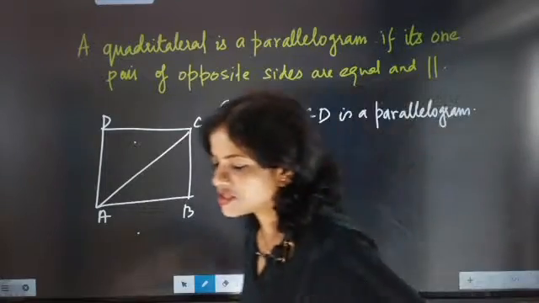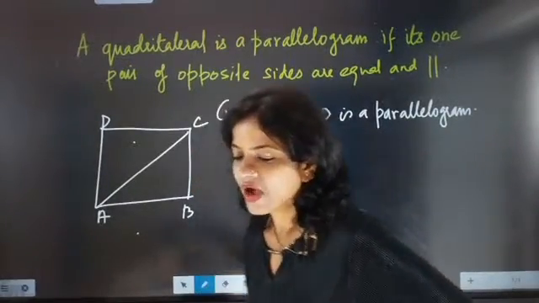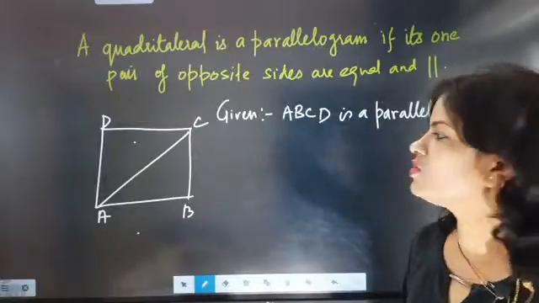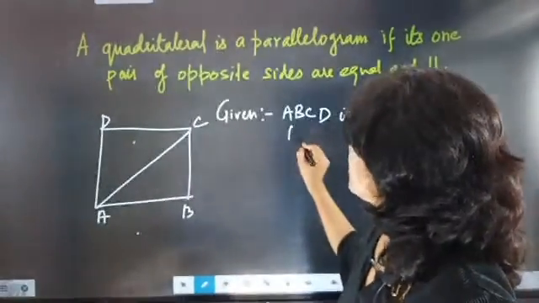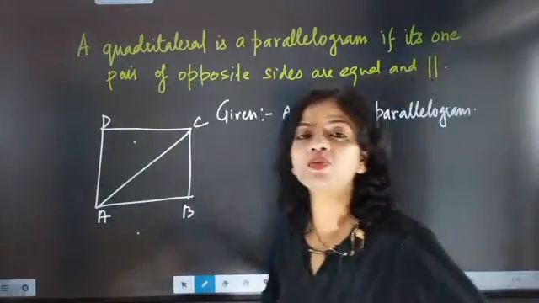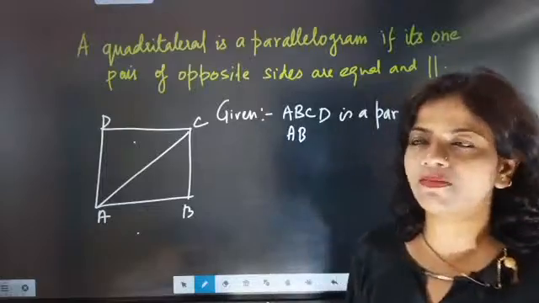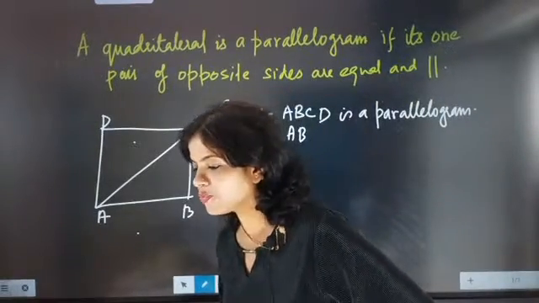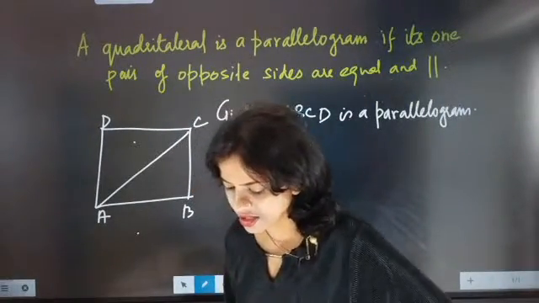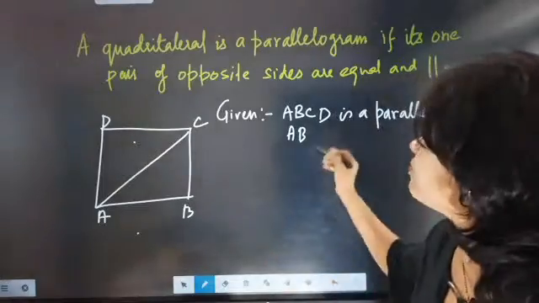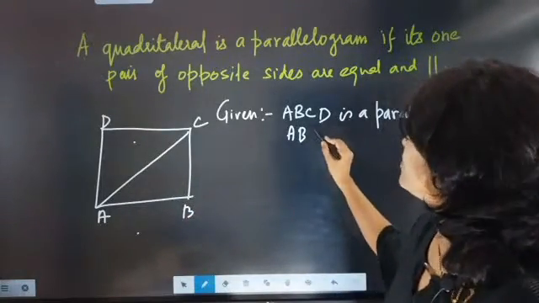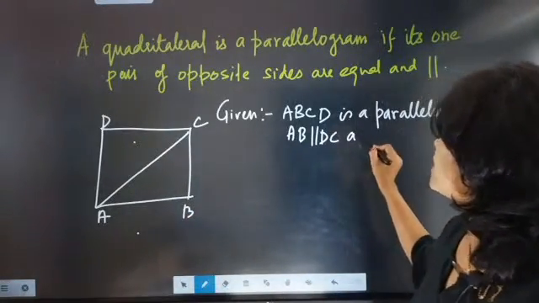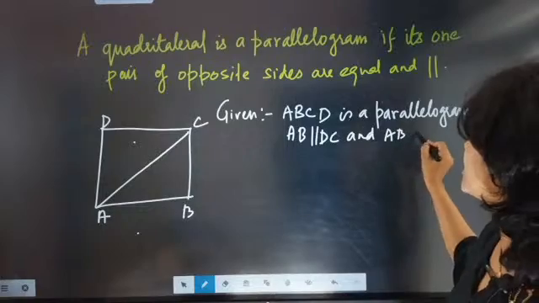Given ABCD is a parallelogram. After taking ABCD is a parallelogram, now they are telling that one pair of opposite sides are equal and parallel. So since one pair of opposite sides are equal and parallel, that means we can take this one pair of opposite sides. So AB will be parallel to DC and AB will be equal to DC.